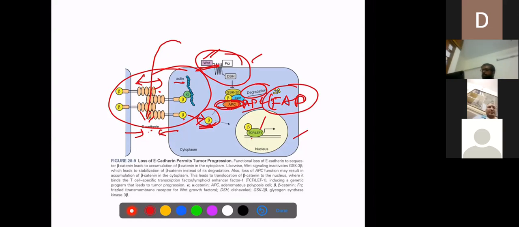This E cadherin, if you remember, function is lost in diffuse gastric carcinoma. So in the Lauren classification, in the diffuse gastric carcinoma, this E cadherin function is lost. We just memorize E cadherin is in diffuse gastric carcinoma. Beta catenin is increased in colorectal cancer. APC function is lost in colorectal cancer. We just memorize it. This is the pathway involved, and why it occurs, I explained to you now.